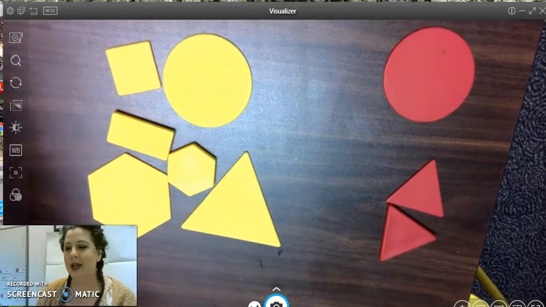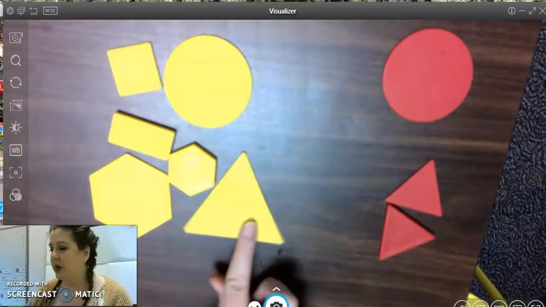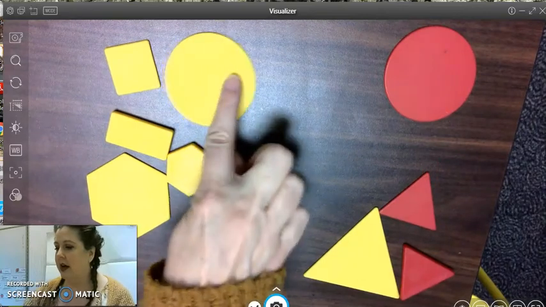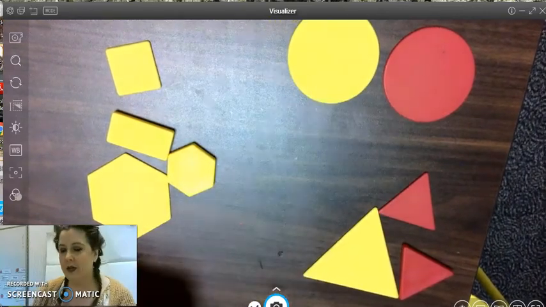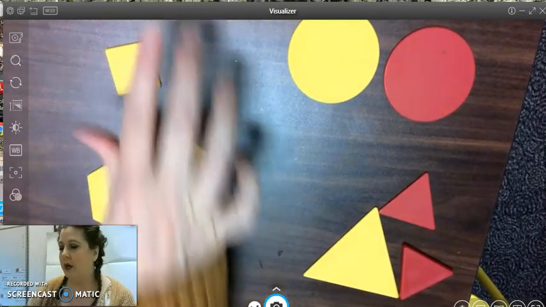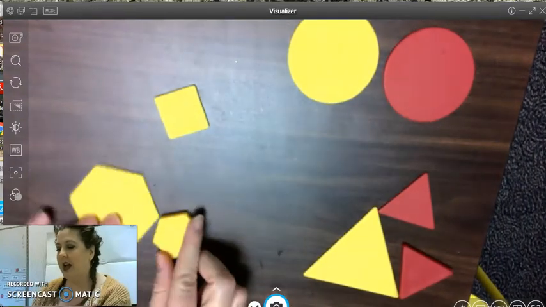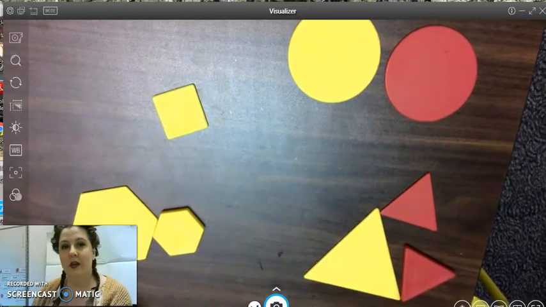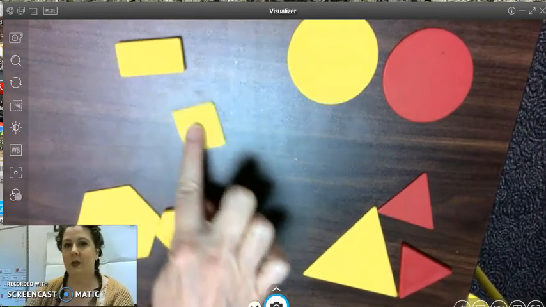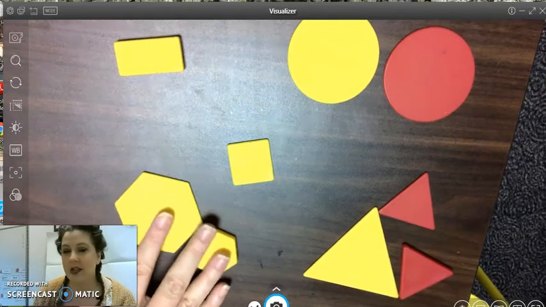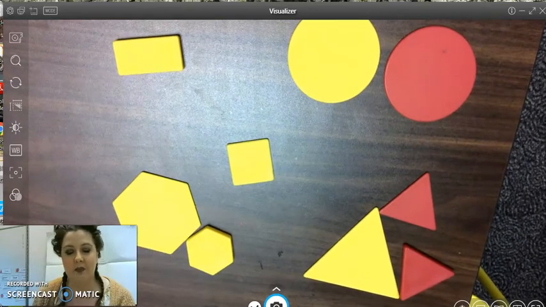Did you remember shape? I think I heard you say shape. Yeah, so I could sort and I could put all of my triangles together. I could put my circles together. I could put a rectangle by itself, a square, and then I could put my hexagons together. Oop, my rectangle disappeared from our picture there. So I could sort them by the type of shape they are.